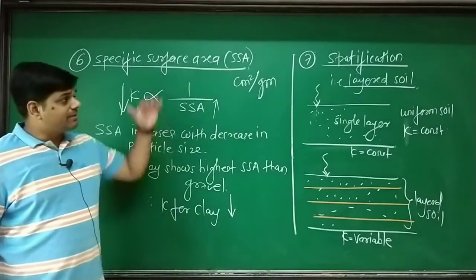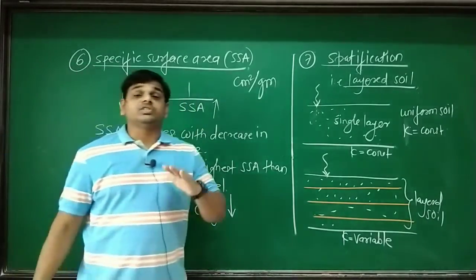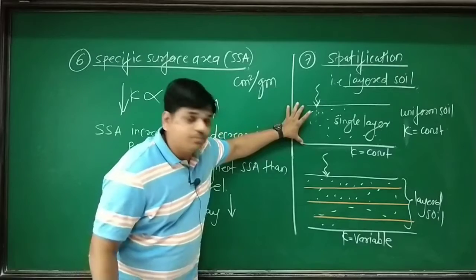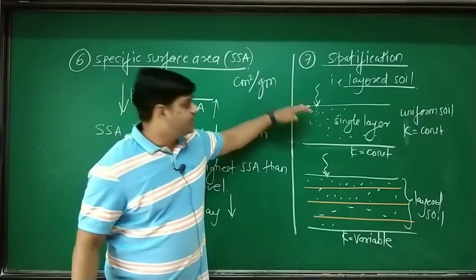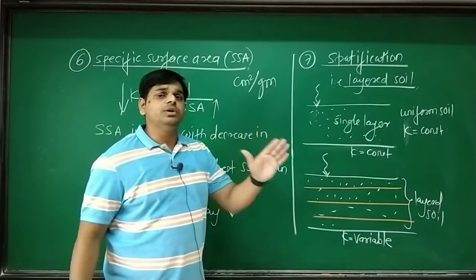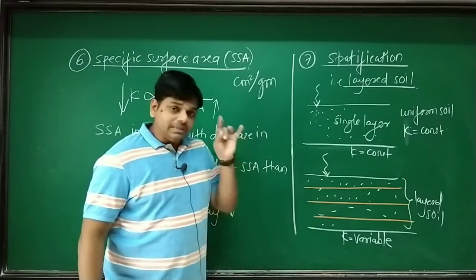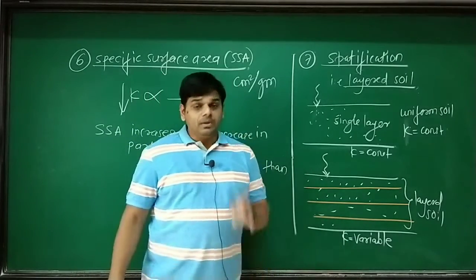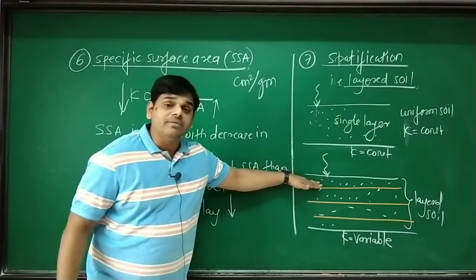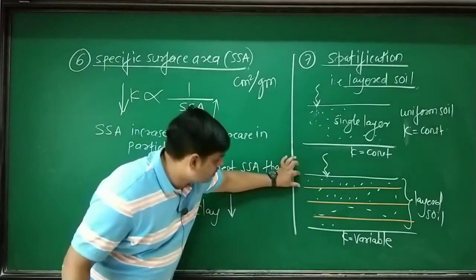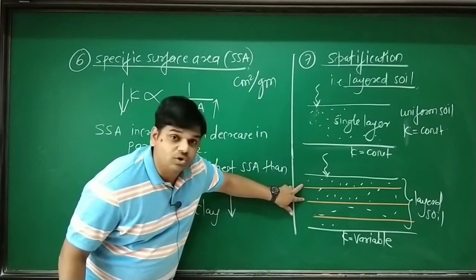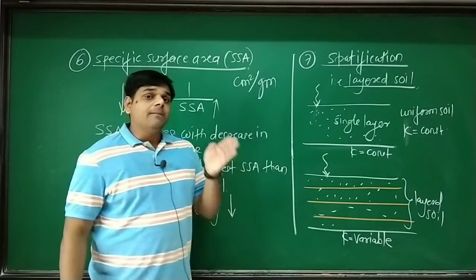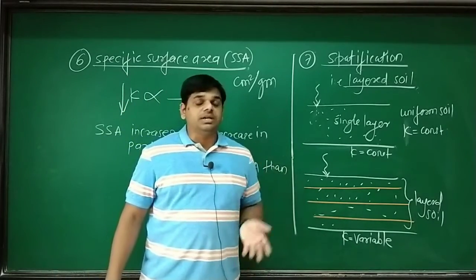Now let's move to the seventh factor affecting permeability, that is stratification or the layered soil concept. On the board, the soil is present in a single layer, from top to bottom a single uniform soil or the same type of soil. Then permeability is considered to be a uniform or constant value. But if the soil has different profiles, with a different soil in this zone, a soil of different nature in this layer, and again a third soil of different nature, then when the soil profile changes, the permeability value may not remain constant.